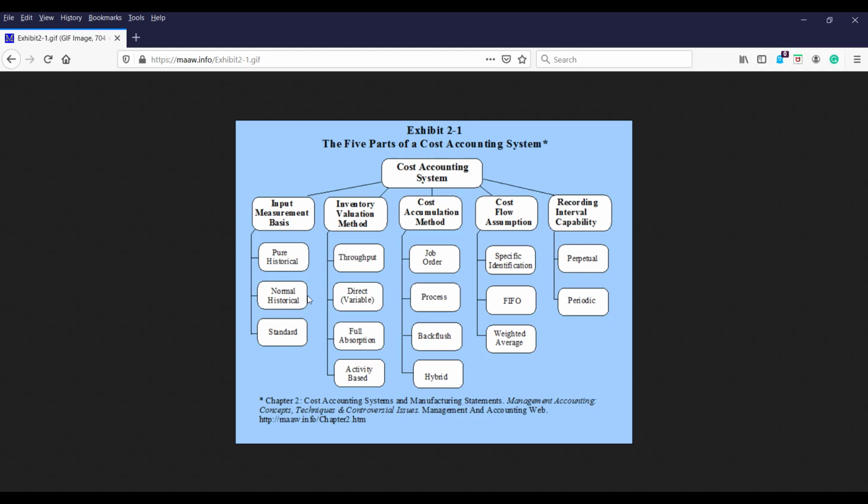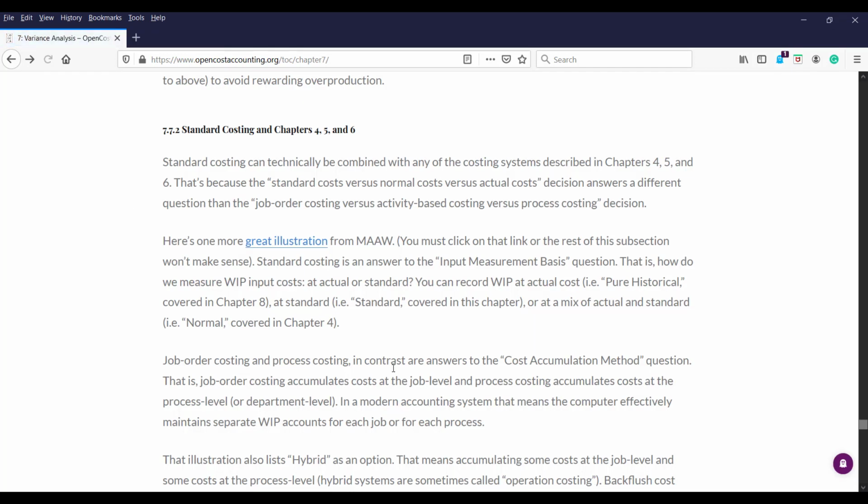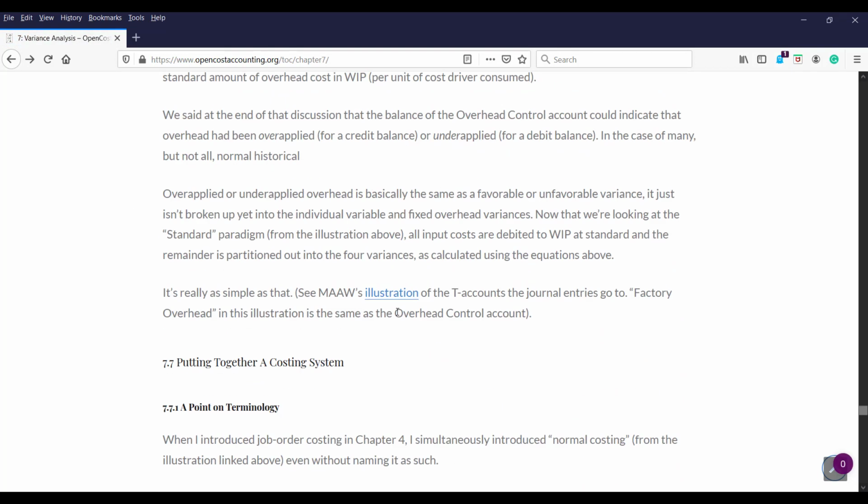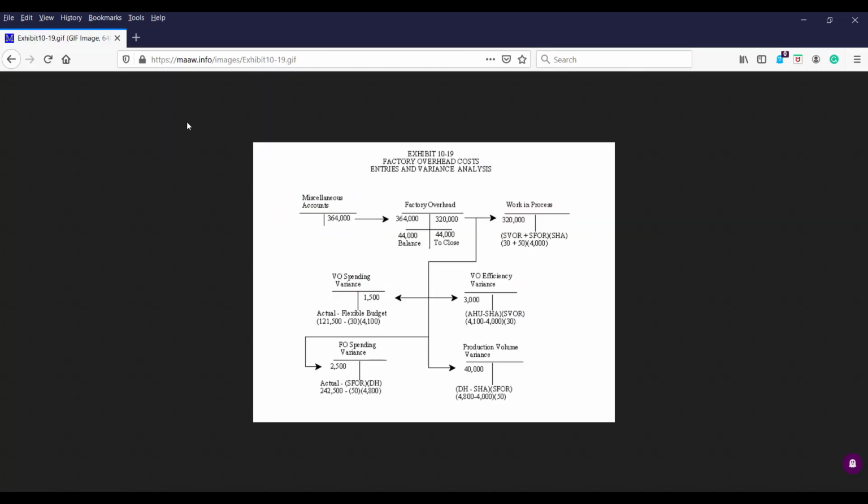Now, when we went through chapter 4, I was actually describing to you the normal historical method. All that stuff with the overhead control account and how you would take the overhead and determine how much of it is over-applied and under-applied. That's the traditional normal historical method. I think I have a different link here which shows this illustration. Nope.